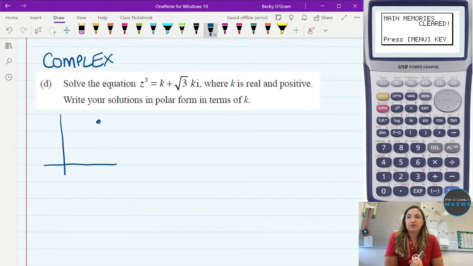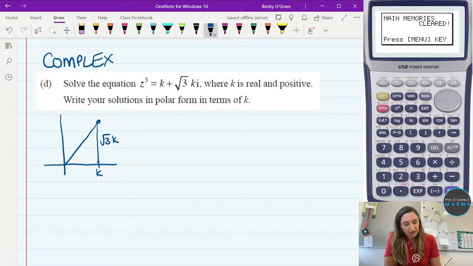Okay, so if we think about this in polar form, we've got it over here in the positive quadrant for both x and y. In the x direction, we've come across by k, and in the y direction, it's gone up by root 3k. So this just here is root 3k in the i direction. Now we can use that to do some Pythagoras and trigonometry and work out the hypotenuse.